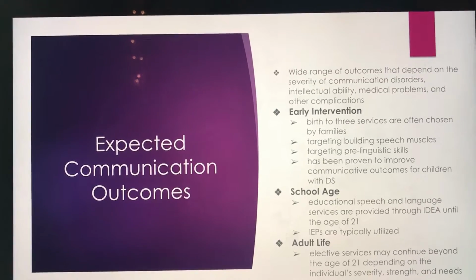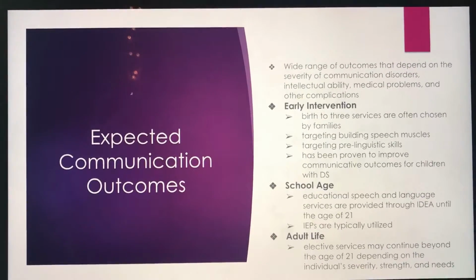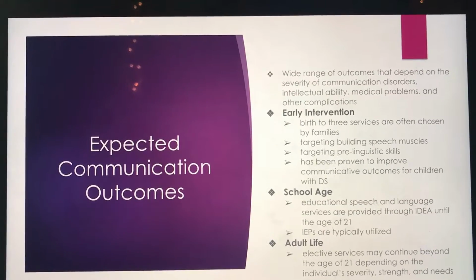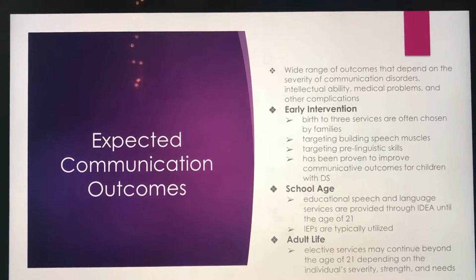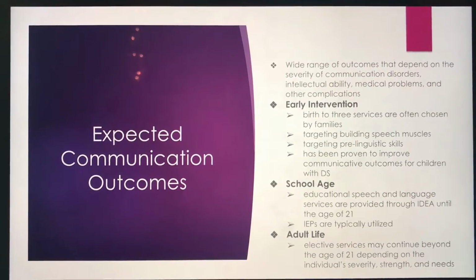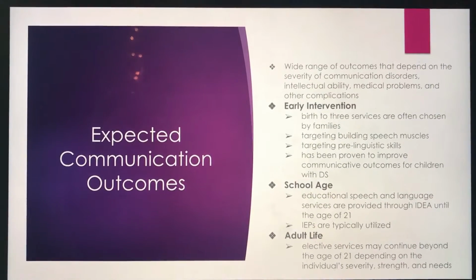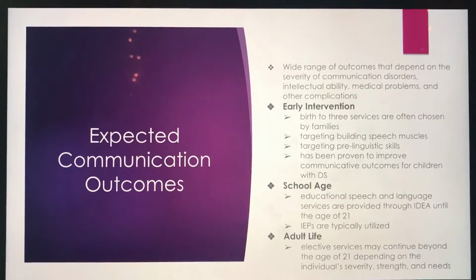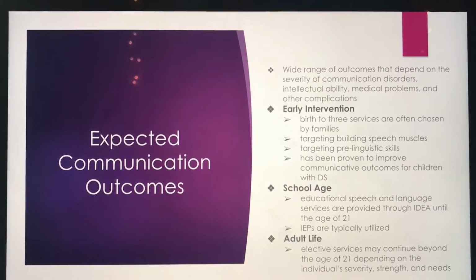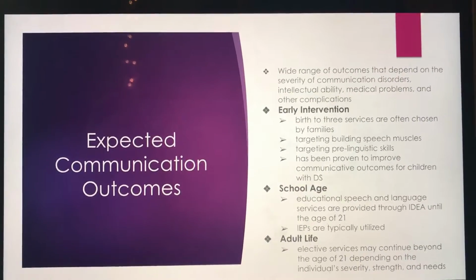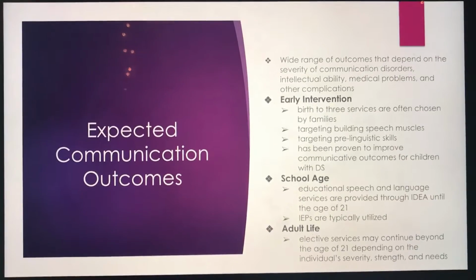And then in the adult life, we talked about how people with Down syndrome have a higher prevalence of Alzheimer's later in life, so this could also affect how and when they will need therapy from speech-language pathologists in their adult life. But most adults do choose to have elective services that continue beyond the age of 21, but like I said, this depends on the individual's severity, strength, and individual needs.